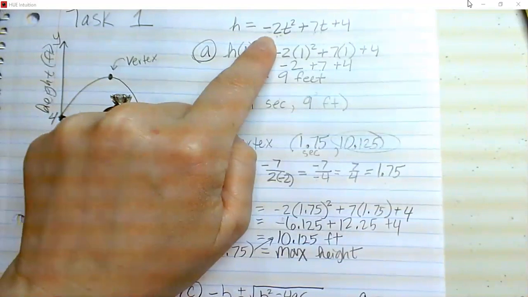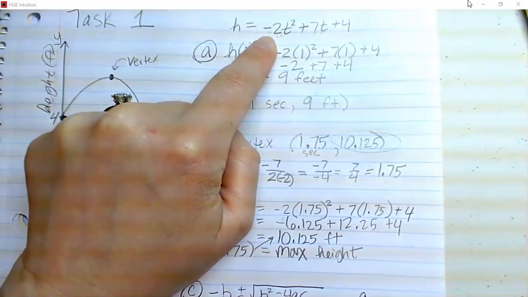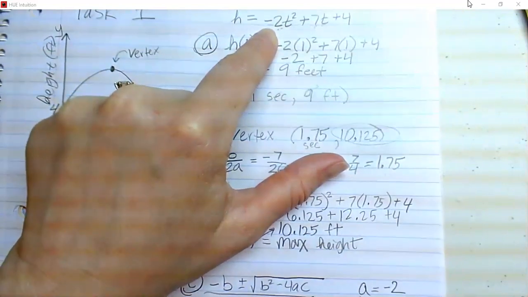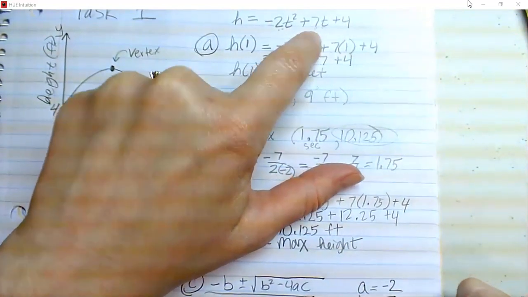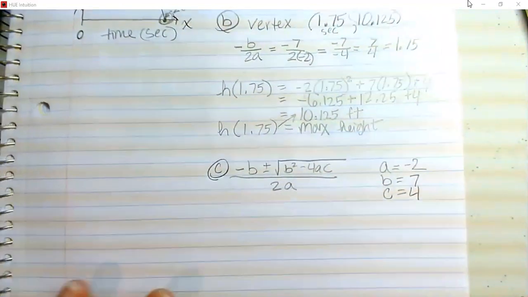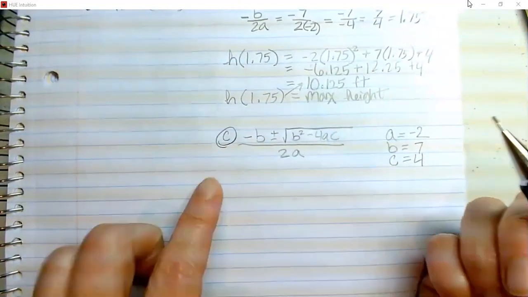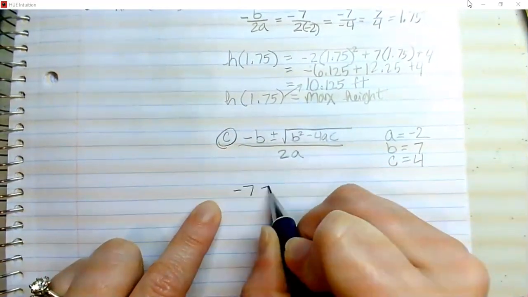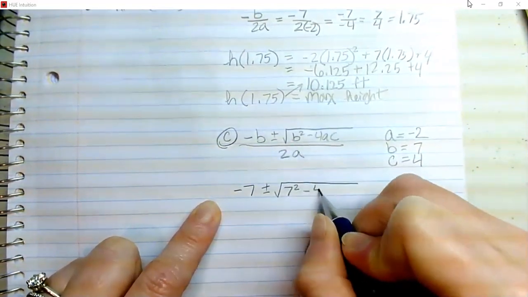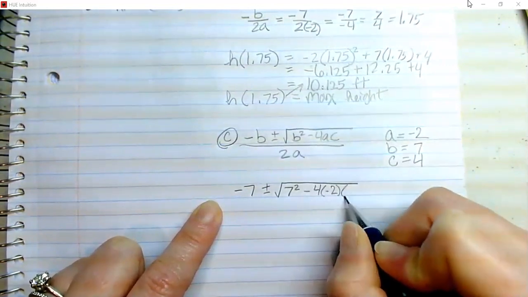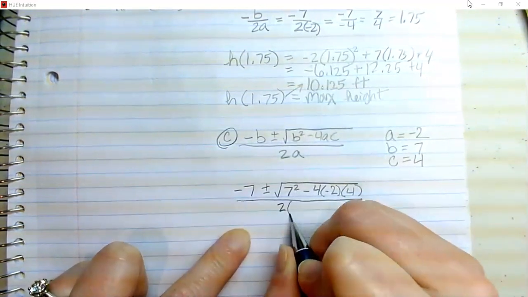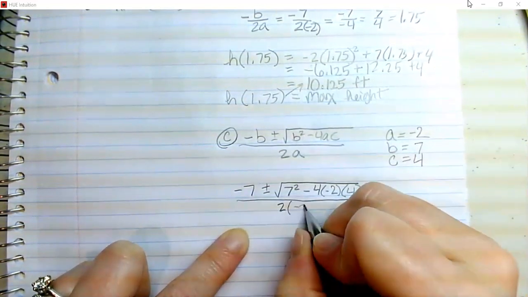Let me scroll up here. Fancy scrolling, right? So here's a. A is the coefficient of t squared, so -2. B is 7, and C is 4. Okay? Let's plug these into our function. So negative b, so -7 plus or minus the square root of 7 squared minus 4 times -2 times 4, divided by 2 times -2.